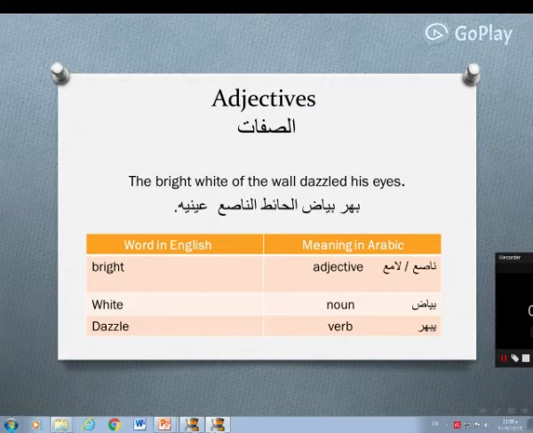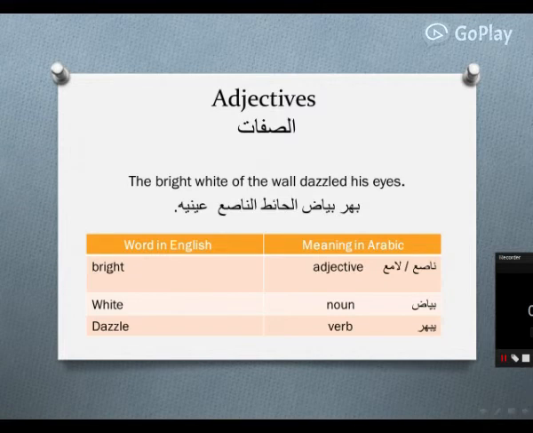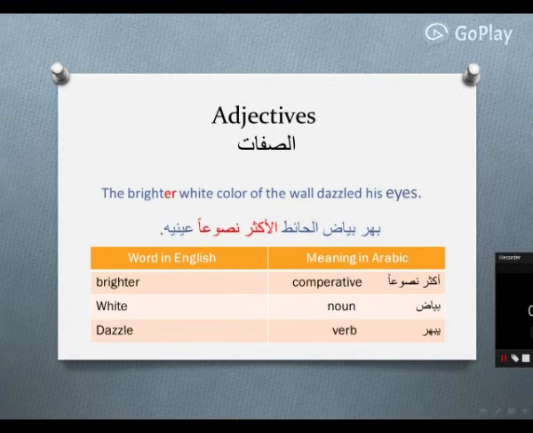This is very simple. Once you know the rule that the adjective follows the noun in Arabic, you're going to be able to translate very well. Then we move to another problem with adjectives. The comparatives. In English, when we compare two things, usually we add er to the adjective. So the adjective plus er, brighter. Here, it is the same sentence. The only difference here is that we have a comparative.